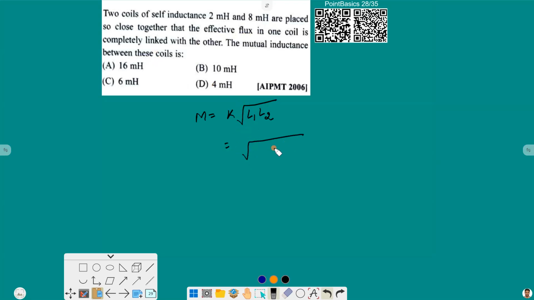So it will be root of 2 into 10 raised to power minus 3 into 8 into 10 raised to power minus 3. So 16 into 10 raised to power minus 6, and root of that will be 4 into 10 raised to power minus 3. So 4 millihenry. That is option D for us. Let's move to the next one.